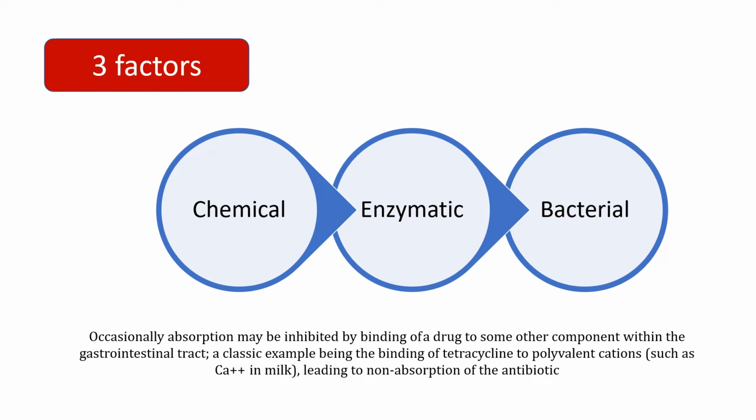Next is the enzymatic. The GI tract contains many digestive enzymes. For example, insulin, if you take it orally, will be broken down by protease enzymes. That's why you will not find oral insulin in the market. The third one is the bacterial. The upper part of the gut, that is the stomach and the small intestine, is normally partially sterile.